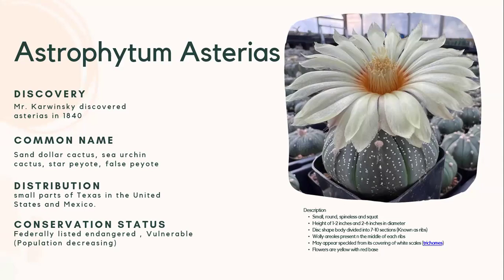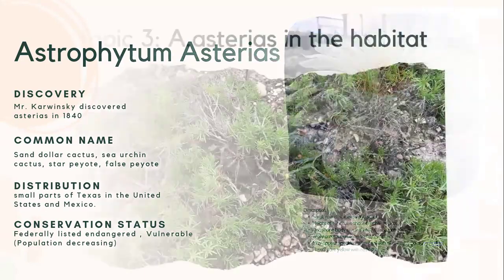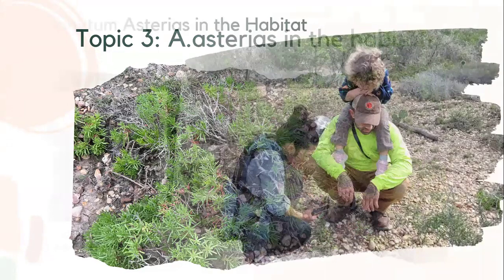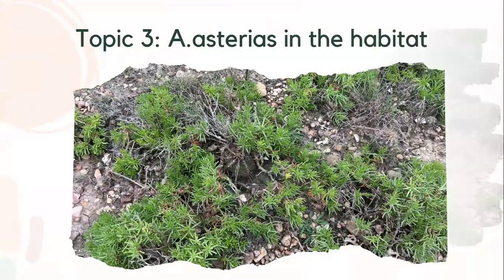And this is a very compact plant, very small but very pretty, and it's just fascinating because they're so small, and we were able to see this plant in the habitat. So can you identify where's the Astrophytum there? Can you see? Yeah, correct. That's the asterias there.